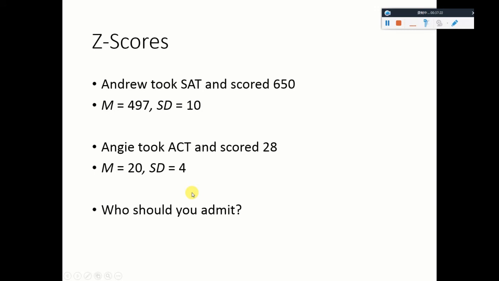As a different exercise that should be rather similar, right? If Andrew took the SAT and scored 650, and we know for that year, the distribution for SAT scores has a mean of this and standard deviation of this. Angie took the ACT and scored this, and for that year, the ACT has a distribution with a mean of 20 and standard deviation of 4. And they're both applying for UHM. And as the admission officer, who would you admit?